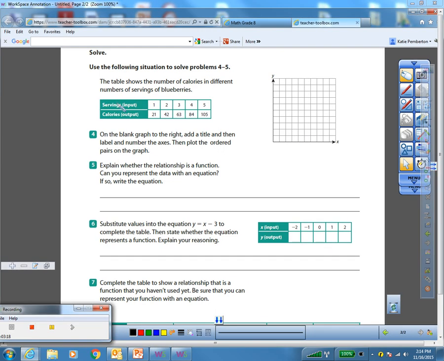Okay, so the table shows the number of calories in different numbers of servings of blueberries. When you eat 1 serving of blueberries, that's 21 calories. 2 servings would be 42, and so on. On the blank graph to the right, add the title, and then label the axes. We practiced that a little bit today. So we'll title it blueberries. And then we'd have servings. That's our input. And our output would be calories over here, and I'll abbreviate calories.